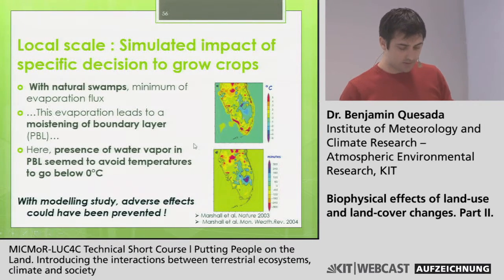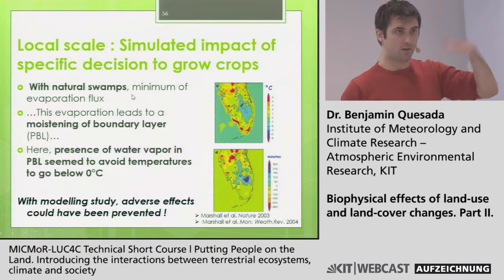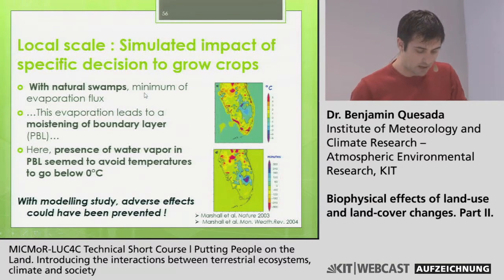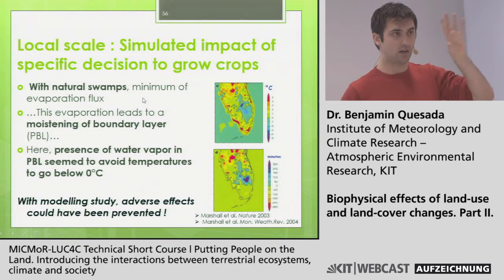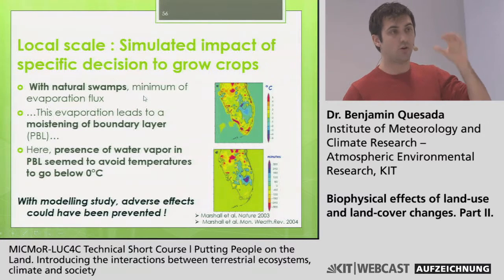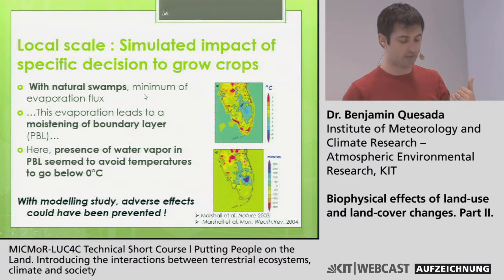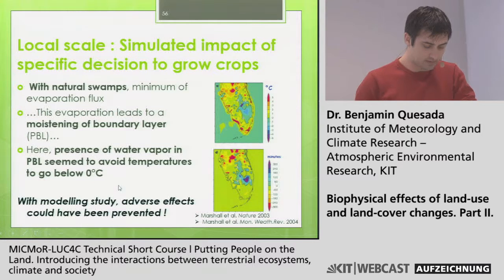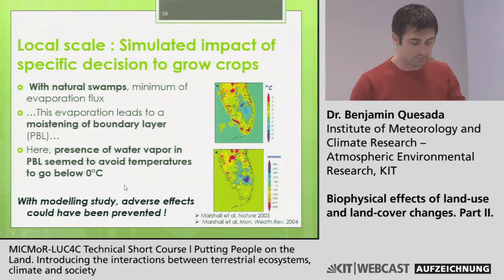That completely leads to the contrary of what they previously thought. Why? Because with natural swamps we have a maximum of evaporation flux. This evaporation leads to a moistening of the boundary layer, and this atmospheric water vapor is a greenhouse gas. So in this column, the presence of the water vapor seemed to keep temperatures from going below 0 degrees when you had swamps. So with modeling studies, this is typically the kind of decision you can assess, and maybe these adverse effects could have been prevented.